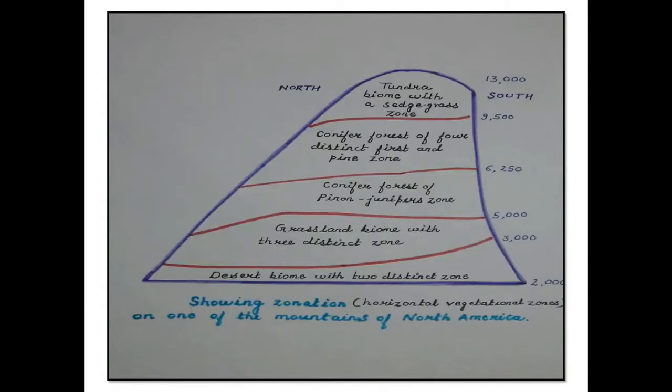horizontal zonation. You can see that at the height of 13,000 feet, the tundra biome is found, and below that, it starts from 2,000 feet. You can see the desert biome here. So this is the long range, and the whole community is divided into many horizontal zones. You can see the conifer zone, the coniferous pine zone, and the tundra zone.